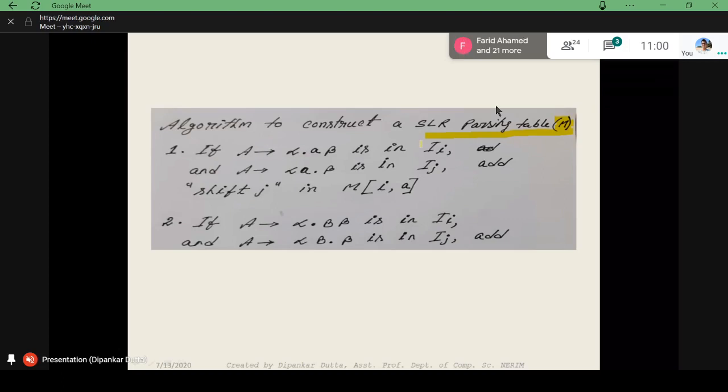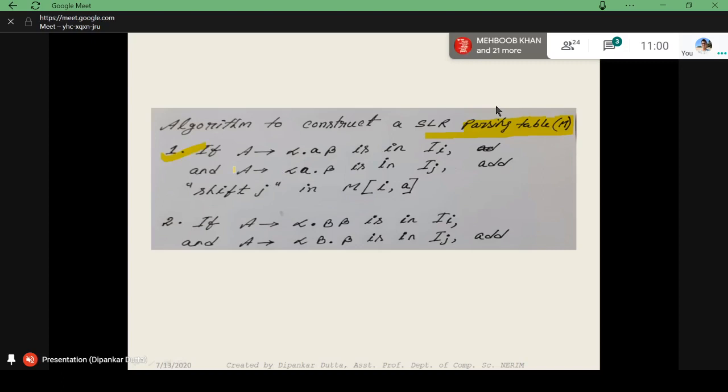Algorithm to construct an SLR parsing table. The parsing table is represented by the English alphabet capital M. Remember, you can use any letter like A, B, C, D, but in this entire slide we'll use capital M only. Okay, so what is the rule?